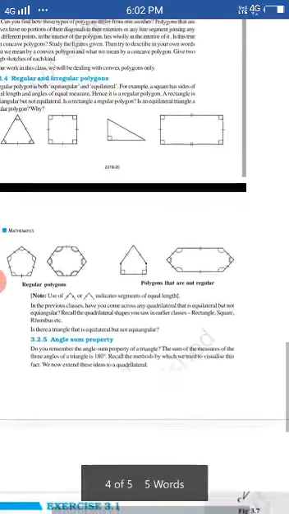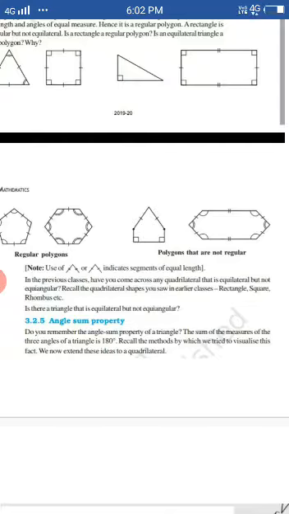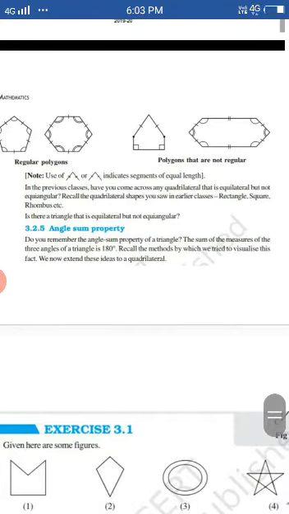Now the angle sum property. What is the angle sum property? The angle sum property of a triangle is that the sum of all angles of a triangle is 180 degrees. You know this? Now come to exercise 3.1.